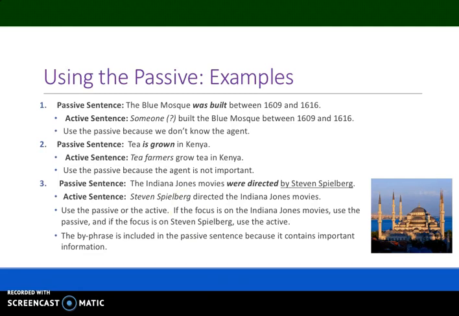The by phrase is included in the passive sentence because it contains important information. So in this sentence, can I take out the by phrase? Can I say the Indiana Jones movies were directed? That doesn't really make sense, right? So in this case, we do need to include the agent. It is important information, but in the passive sentence, it's not the main focus, so we can use the passive form.